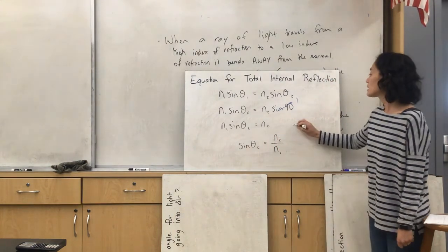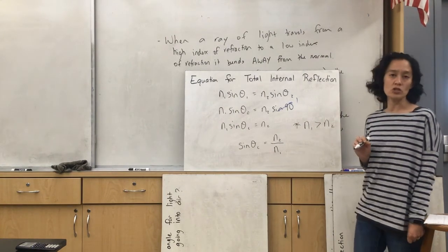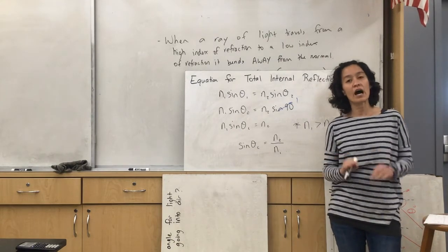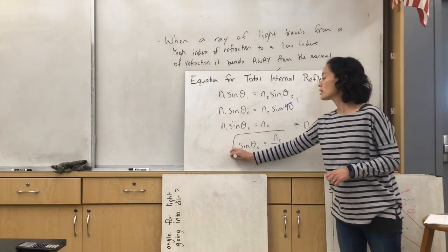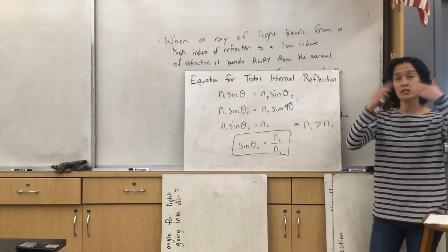Okay, and again, this can only happen if N1 is bigger than N2. This only happens if the light is going from a medium of high optical density to a medium of low optical density. Okay, so that's how we can actually figure out what the theta c is for a particular interface.